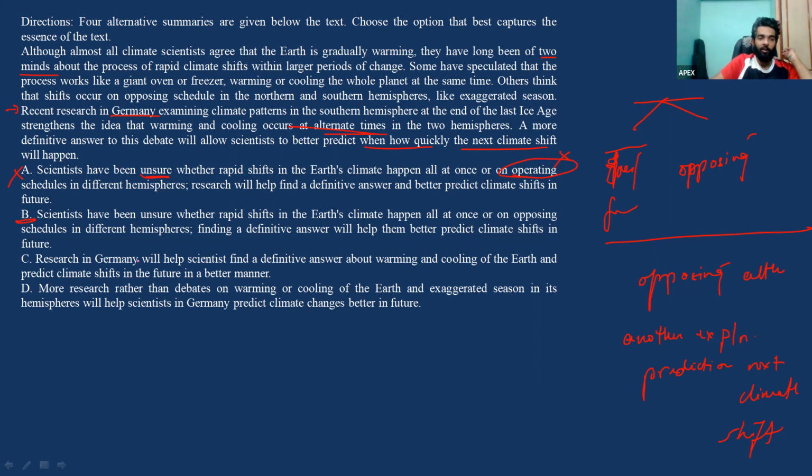Research in Germany will help the scientists. No, this was just supporting evidence. Again, this is also talking about research in Germany only, so this is also supporting evidence. The answer will be B, because it's talking about the main idea, not the supporting evidence. So it covers all our ABC criteria: accurate, brevity, and clarity.